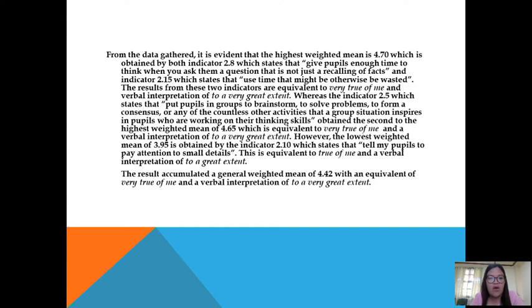However, the lowest weighted mean of 3.95 is obtained by the indicator 2.10, which states that I tell my pupils to pay attention to small details. This is equivalent to true of me and a verbal interpretation of great extent. The results accumulated a general weighted mean of 4.42 with an equivalent of true of me and a verbal interpretation of a very great extent.